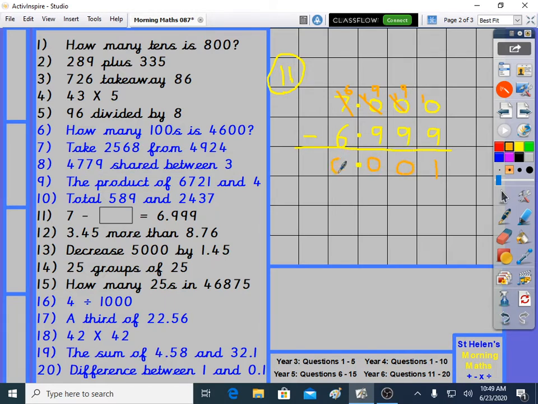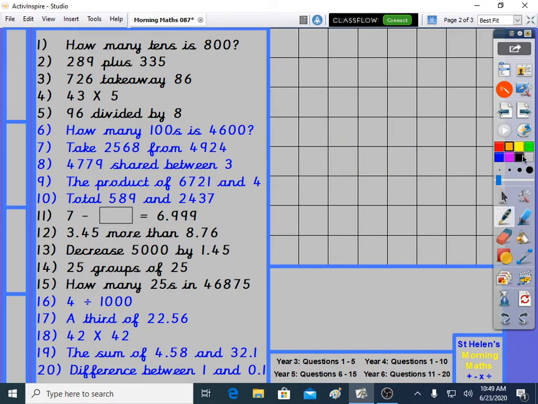That's what I thought it would be, 0.001. If you didn't have a decimal here, it'd be 6,999, and that would be 7,000. So the difference is 1, but then with the decimal point, it's not 1, it's 0.001. Question 12.